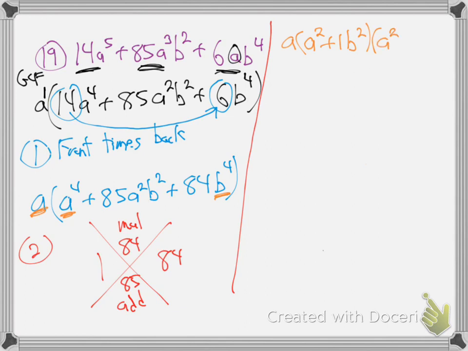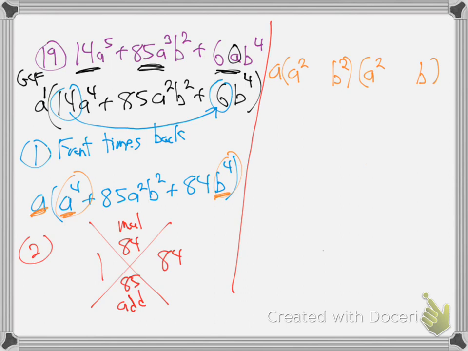And a squared, whoops, I'm kind of running out of room here. Try this again. The a's in the front, and let me just put the letters in place. If we have a to the fourth on the left, that means a squared is in the left of each parenthesis. If we have b to the fourth on the right, that means b squared is in the right of each parenthesis. And the numbers on the right are 1 and 84. Plus 1, plus 84.